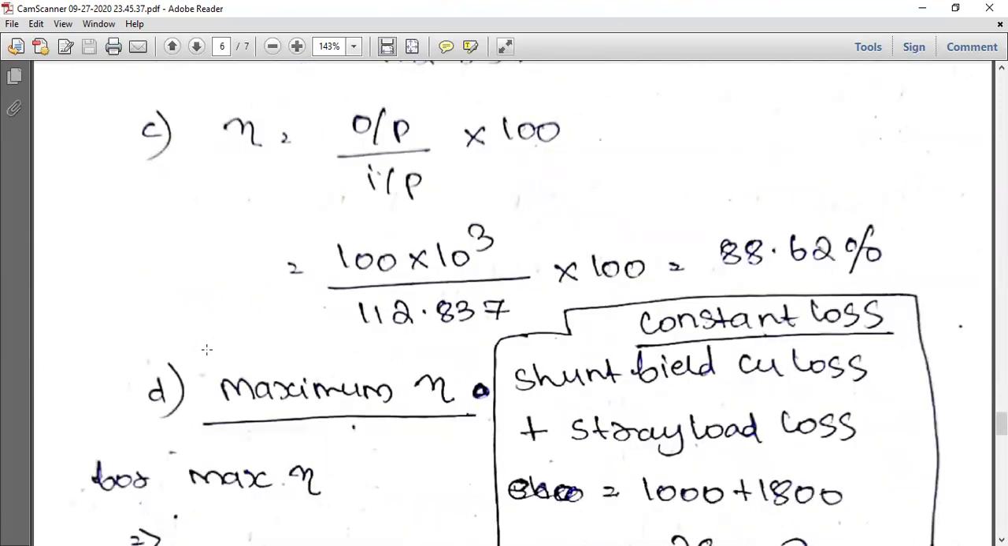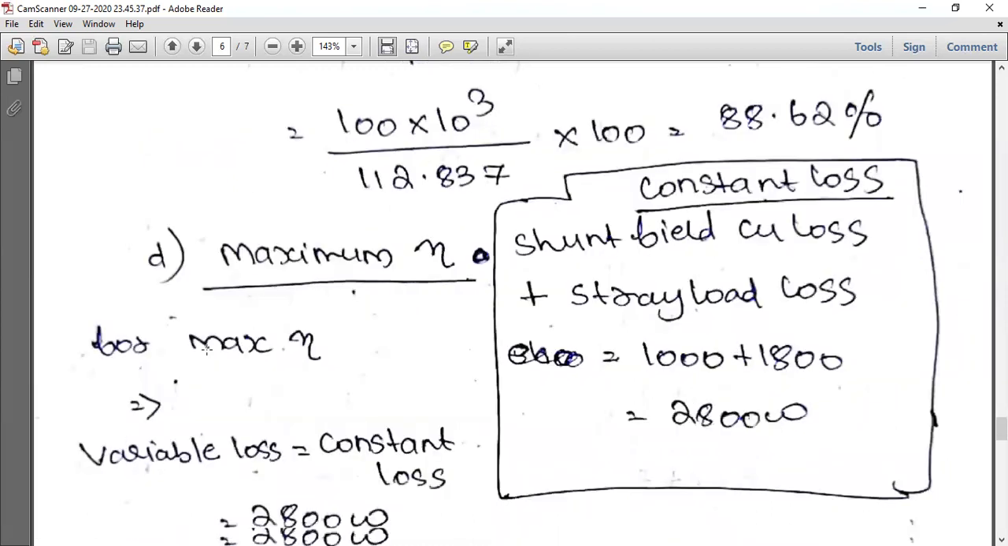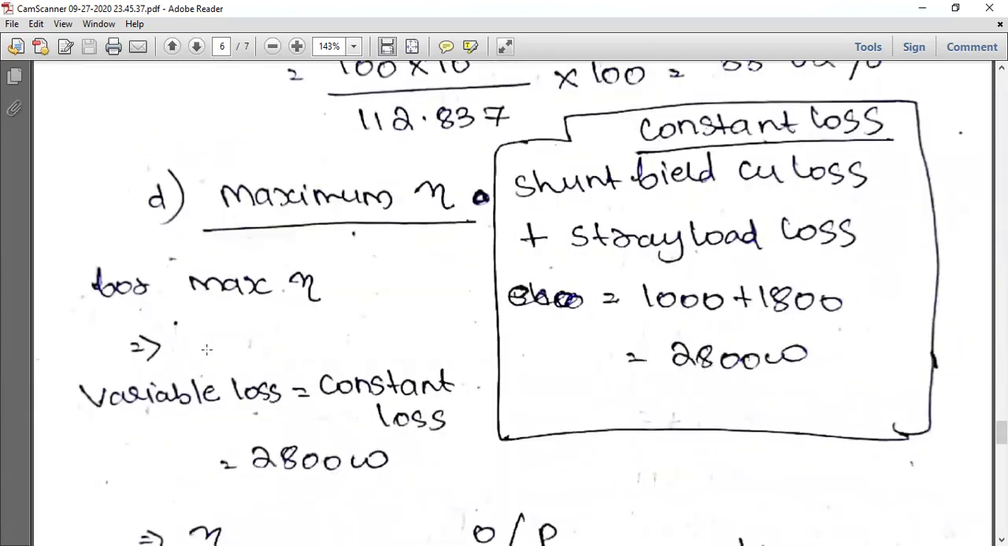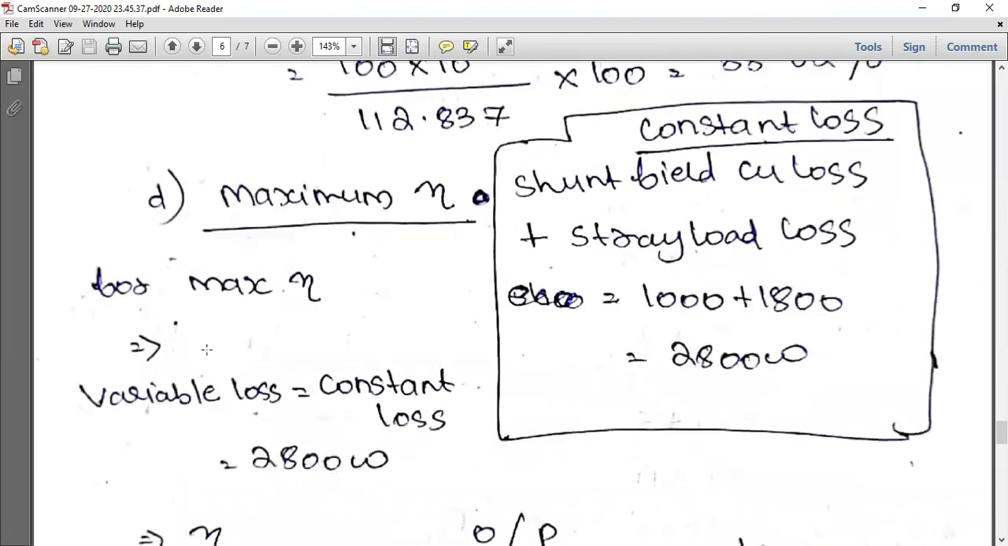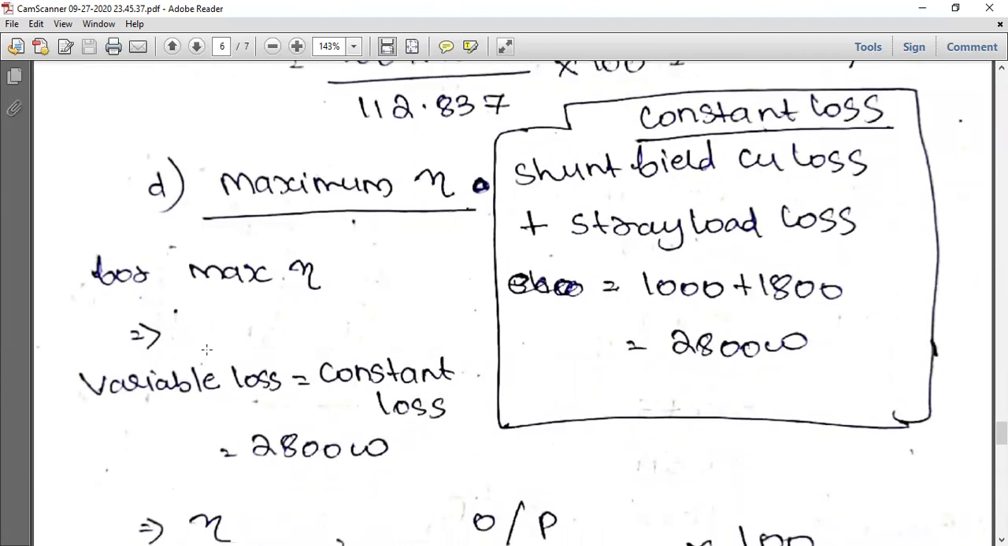So what is the condition for maximum efficiency? The variable loss should be equal to constant loss. Which are the constant losses in a DC machine? They are the shunt field copper loss and the stray load losses. So the addition will give you 2800 watt. These constant losses should be equal to variable loss for maximum efficiency.